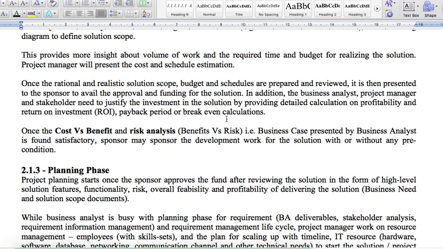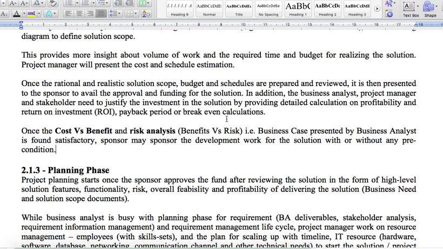Or they may give funding for the first 2 or 3 phases initially, and based on the development work and the progress, they may fund the remaining part. So fundings are also based on different conditions. Again, it is at the discretion of your sponsor how confident he feels in your business case, and also how important that particular project is, and based on that the funding will be decided.